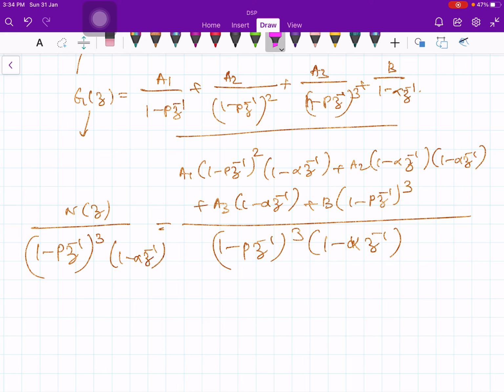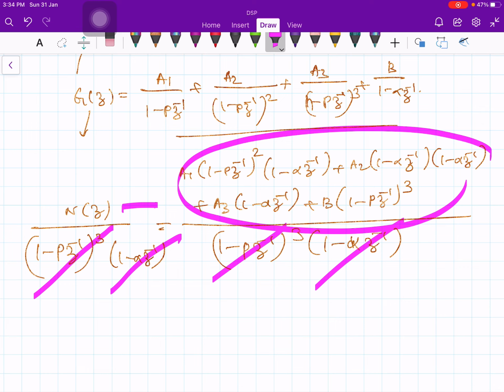Now both sides you can cancel. This will get cancelled with this and this will get cancelled with this. Now compare term by term from the numerator, this with this numerator. So I get a polynomial in z inverse with the constants a1, a2, a3 and b in the numerator. See, a3 and b are known. So a1 and a2 you get by equating corresponding coefficients in the left hand side.